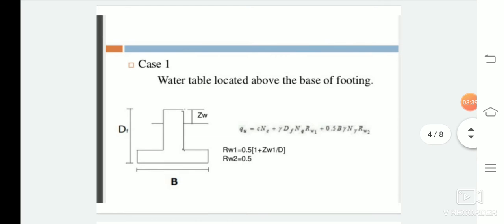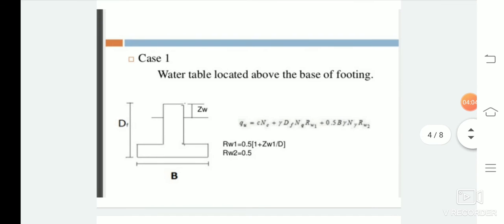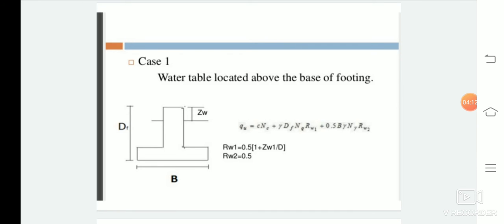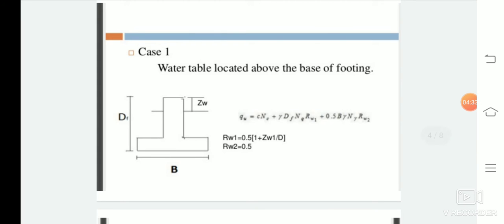This is the first case, where the position of the water table will determine the value of the reduction factors Rw1 and Rw2. Here the water table is situated at a depth of Zw from the ground level. So what will be the values of reduction factor 1, Rw1, and reduction factor 2, Rw2? Reduction factor 1 will be given by 0.5 multiplied by (1 + Zw1/D), where Zw1 or Zw is the depth of the water table, and Rw2 will be equal to 0.5.